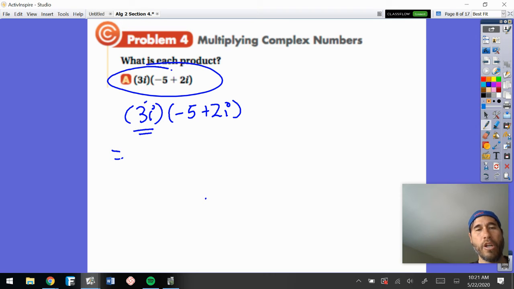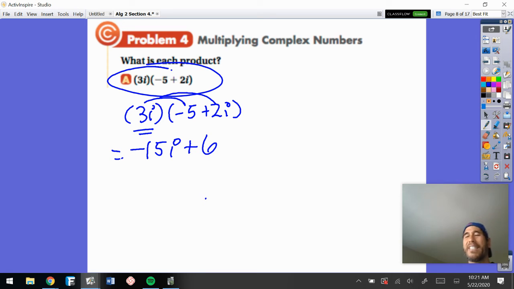Now, there's only one term here, so I just got to distribute like that. Now, 3 times negative 5 would be negative 15i. And then 3i times 2i would be plus. Those would be like x's. What's x times x? x squared, right? So what's i times i? i squared.